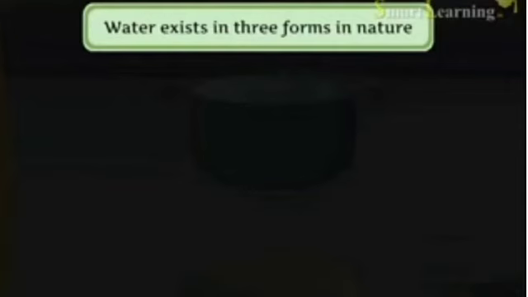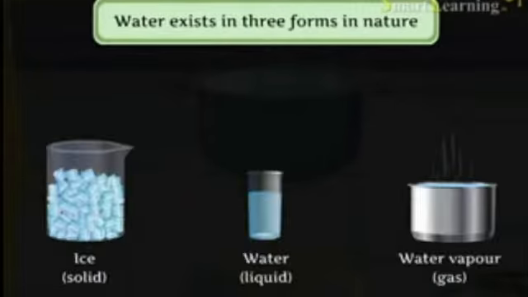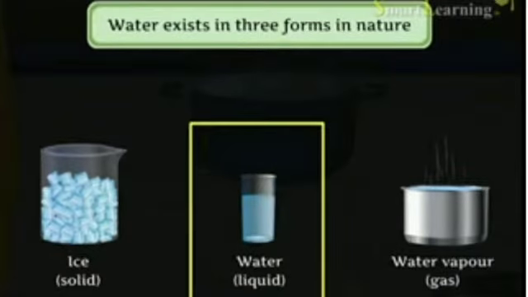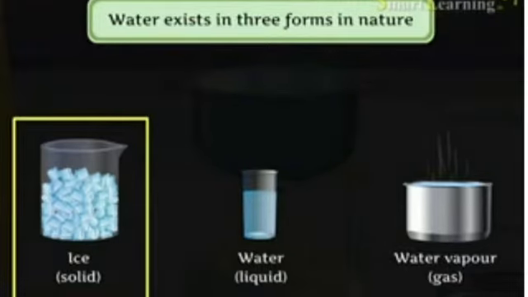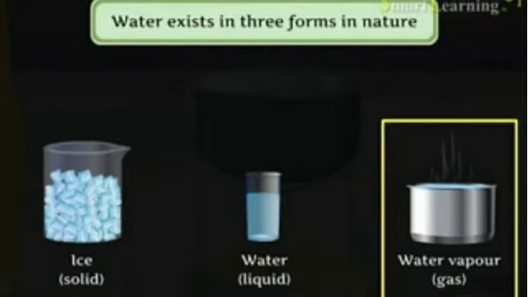Water exists in three forms in nature, and these three forms are ice, water, and water vapor. Here, water is the liquid state of water, ice is the solid state of water, whereas water vapor is the gaseous state of water.